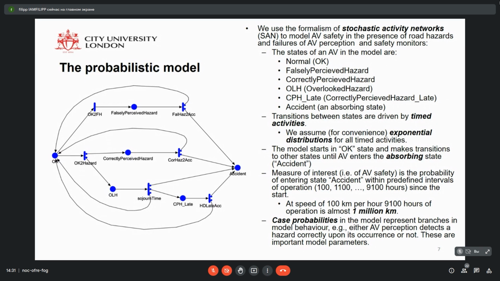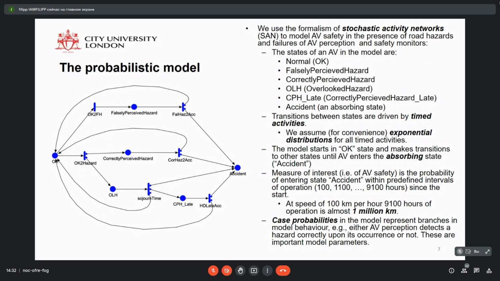The range was between 100 and 130 kilometers per hour. This is how many kilometers the car can drive per hour. So if you look at the 9,100 hours with this speed, this amounts to quite a significant number of miles. We're talking about almost 1 million kilometers. What is the probability of observing an accident within 1 million kilometers of driving? So, the details, if somebody is interested, I'm happy to take this offline and provide further details.